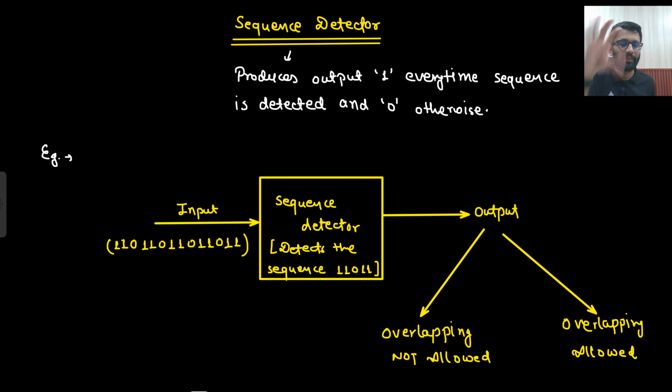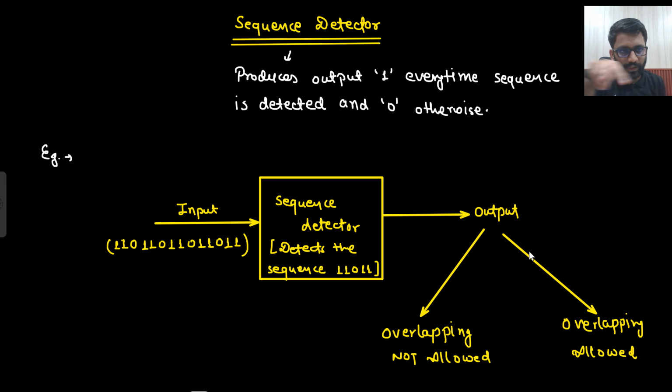Now we are going to study sequence detection. We need to detect a particular sequence. Let's say this is my input: 110 110 110 110 11. You give this input to a sequence detector which detects the sequence 11011. So what output will you receive?